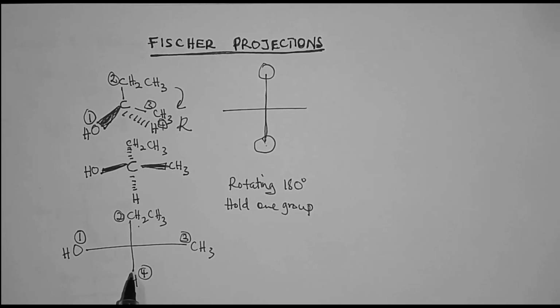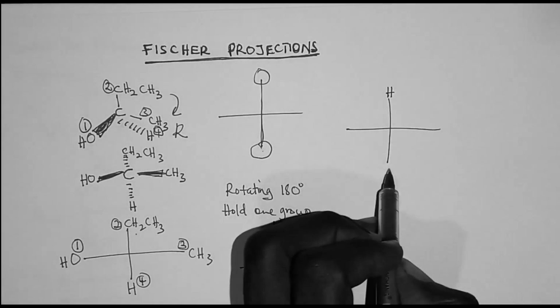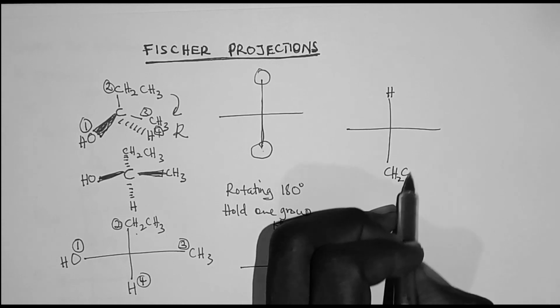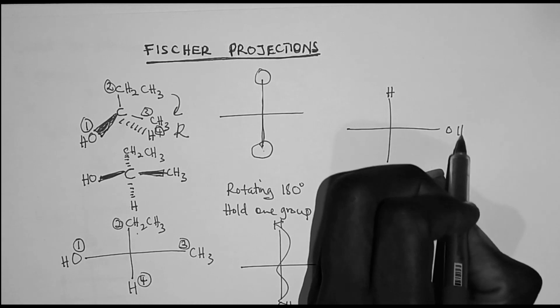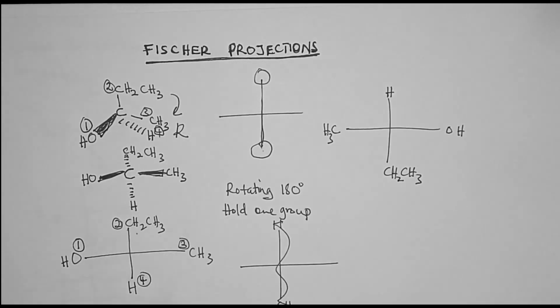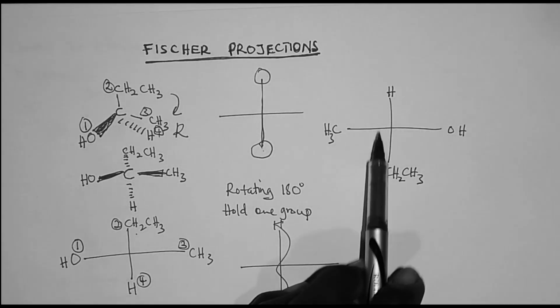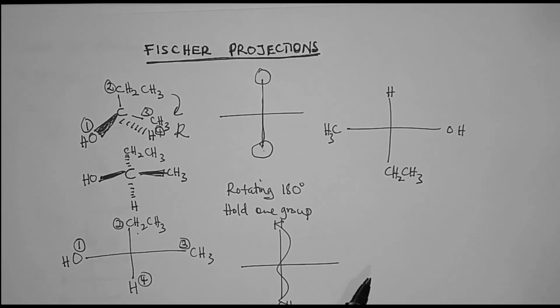So what we must do here is rotate. If we rotate this by 180 degrees, we are going to put this proton here. So let's rotate this by 180 degrees. The proton comes on top here, and then the CH2, CH3 comes down here, and then this OH comes here, and then the CH3 also comes here. So you see that by this rotation, we've placed the least group on top of the vertical line.